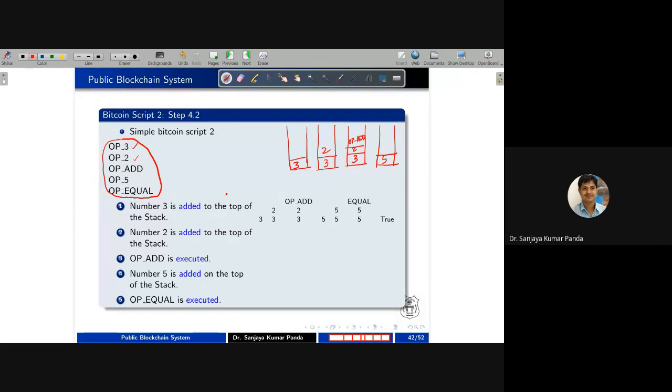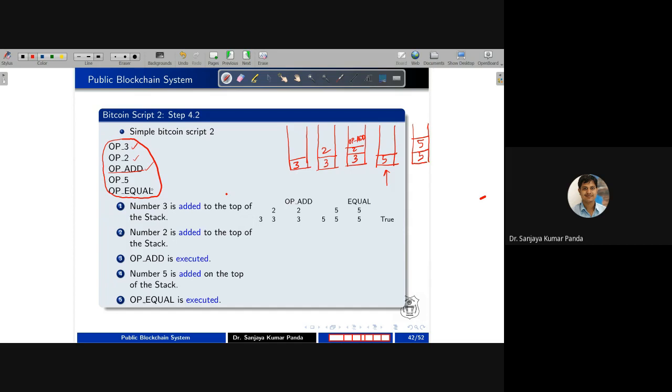Now, what is our next statement? The next statement is OP_5. That indicates that you are pushing another 5 into the stack. Up to OP_ADD, this is your stack content: you have added 3 plus 2, that is 5, into the stack. OP_5 says that you have pushed another 5 into the stack.